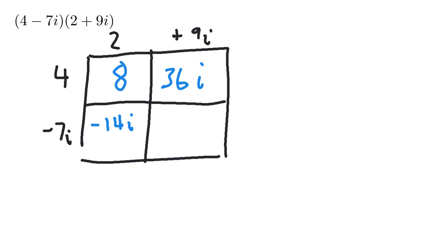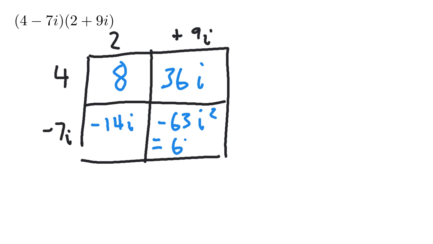Okay, then finally, this box right here in the lower right. That's going to be negative 7i times positive 9i. So again, we treat the i like a variable as if it were an x. So 9 times negative 7 is negative 63. And then i times i is i squared. Oh, now we do know about powers of i, so we can actually simplify this. So i squared is negative 1. So negative 63i squared is negative 63 times negative 1, which actually is positive 63.